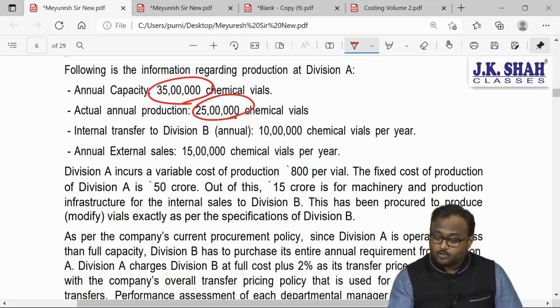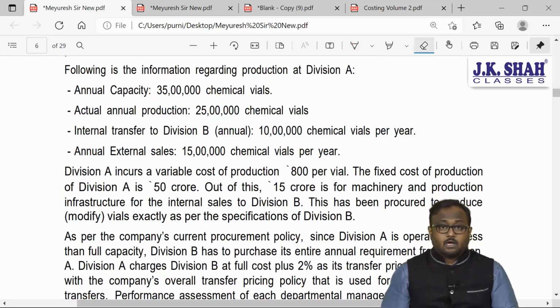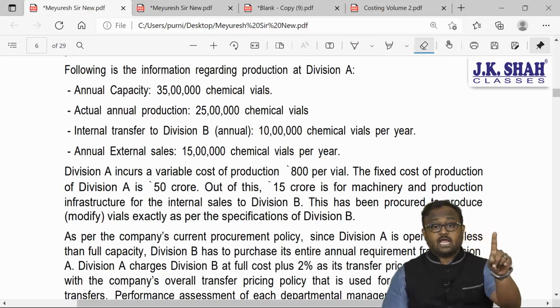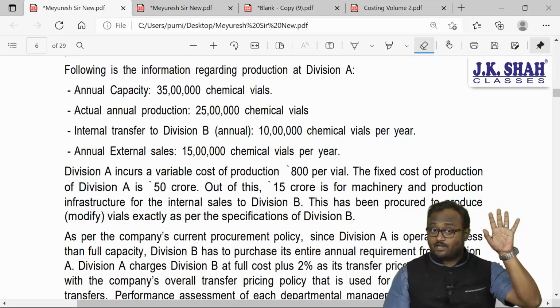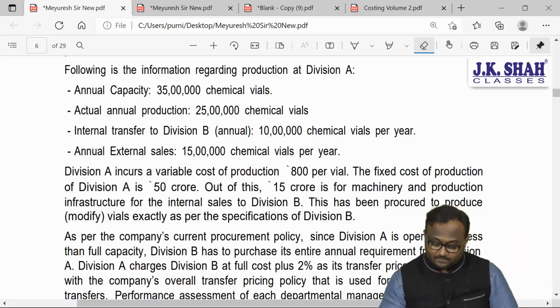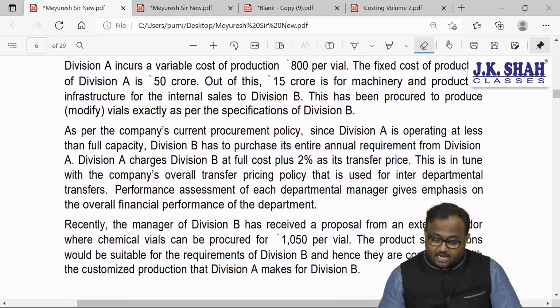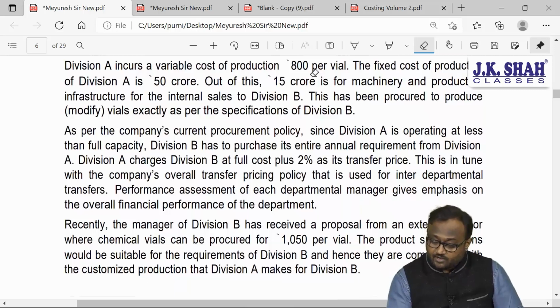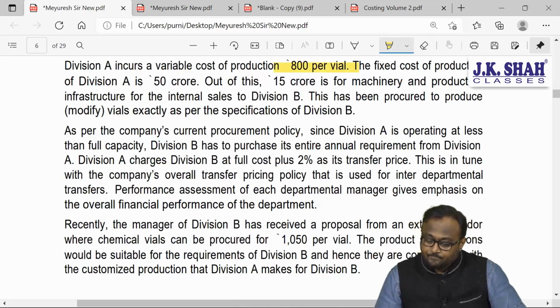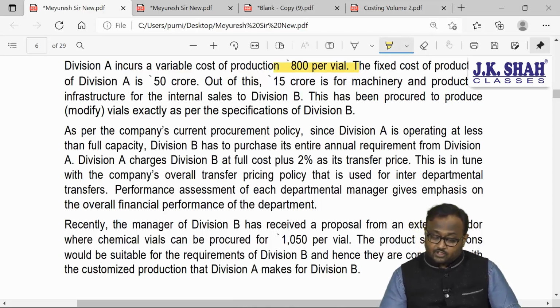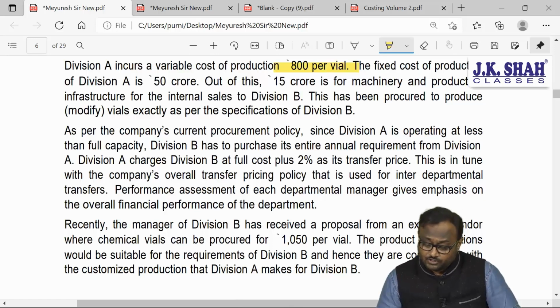I hope you know the importance of it. I can still produce 10 lakh vials and I can still sell 10 lakh vials in the market. So there won't be an opportunity cost while transferring it. Division A incurs a variable cost of 800. The most important cost for us, variable cost 800 per vial, per unit. The fixed cost of production is 50 crores. I'm not interested. It's an irrelevant cost.